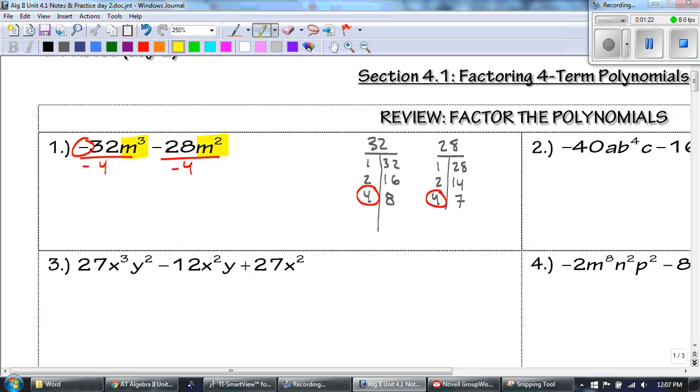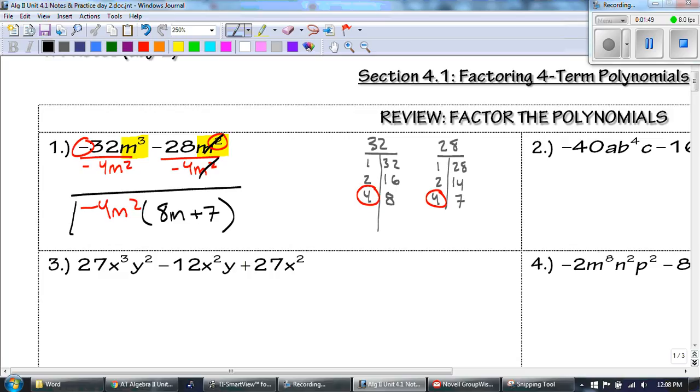Now, they both have m's. I need to choose the smaller one, so it's going to be m squared. So our GCF goes out front, the -4m squared, and then -32 divided by -4 is a +8. M cubed divided by m squared is m. -28 divided by -4 is a +7, and then our m's cancel. So our final answer, -4m squared times (8m plus 7).